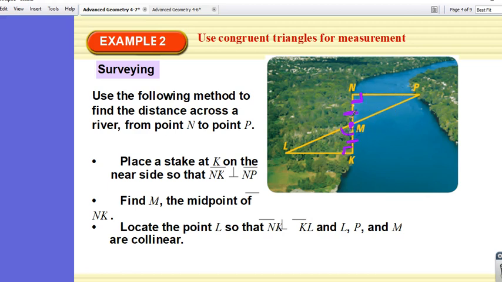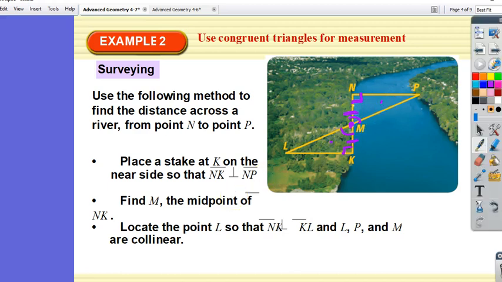So vertical angles are congruent, right? Vertical angles are congruent. So by angle, side, angle, these two triangles are congruent, therefore their corresponding parts are congruent. And that's the whole point of doing this. And this is what surveyors do all the time.